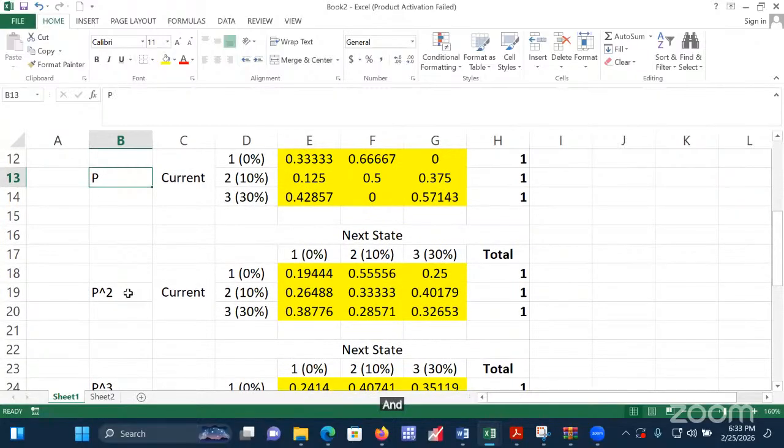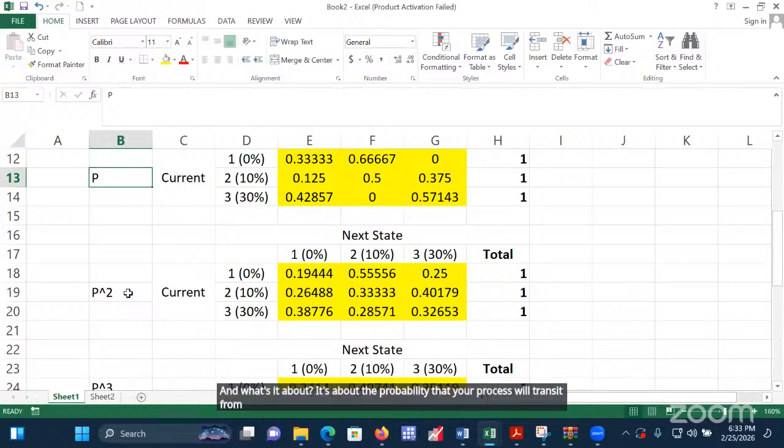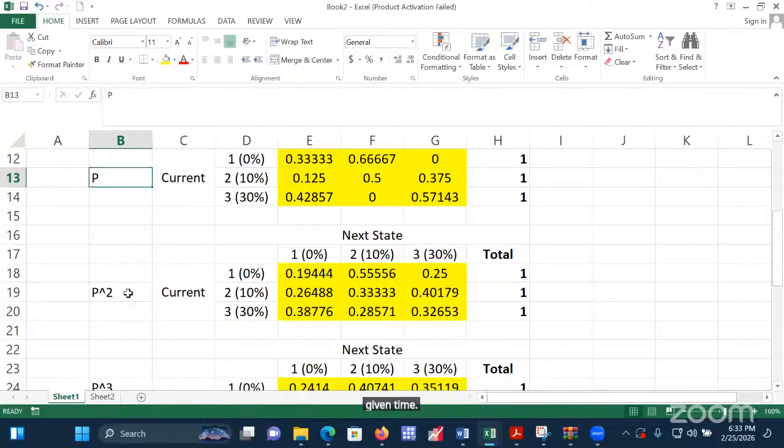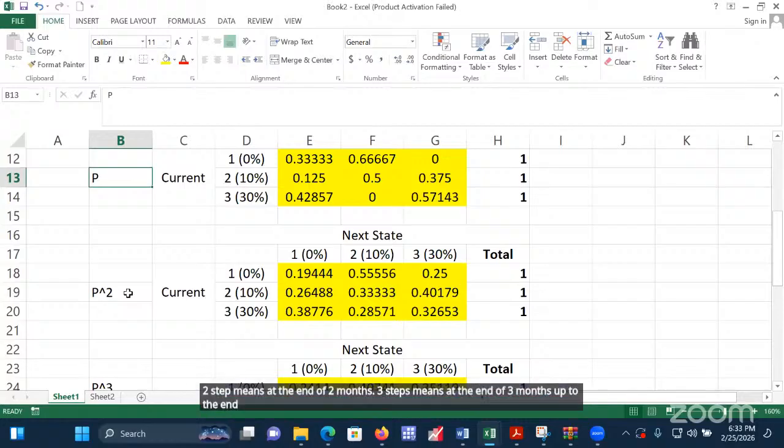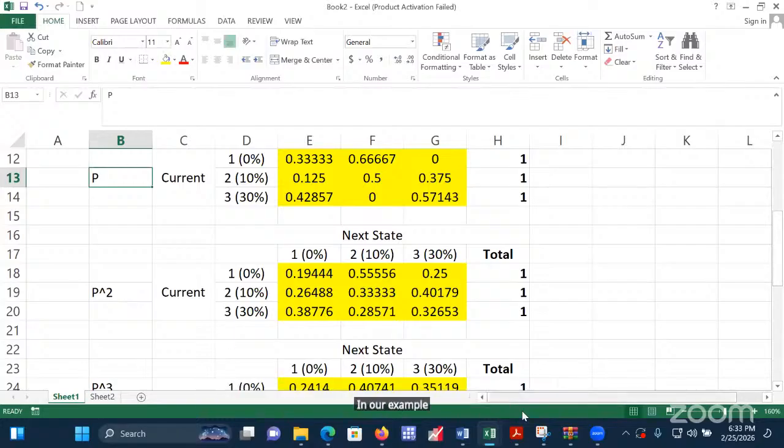And what is it about? It's about the probability that your process will transit from one state to another at a given time. So P, 1 step simply means at the end of 1 month. 2 steps means at the end of 2 months. 3 steps means at the end of 3 months, up to the end of 5 months, as we have had in our example. So I'll go back to our slide.